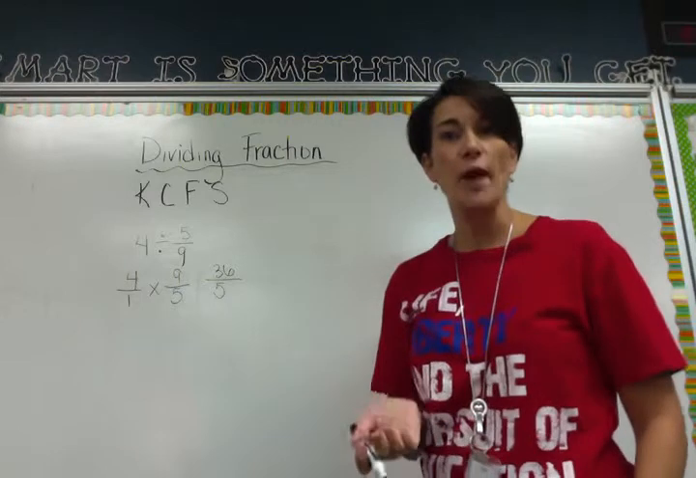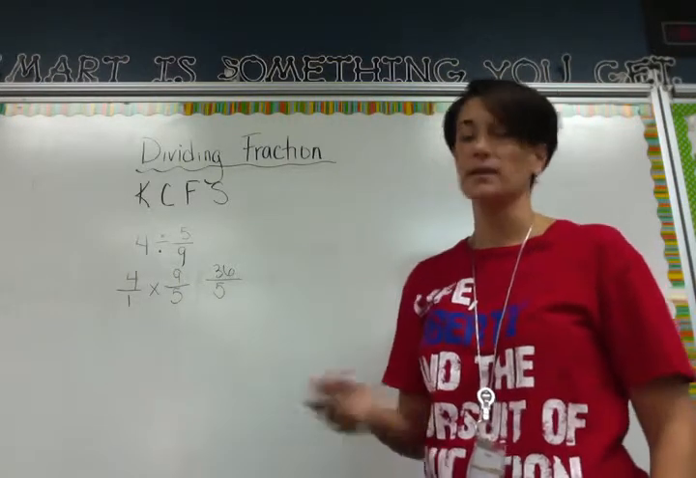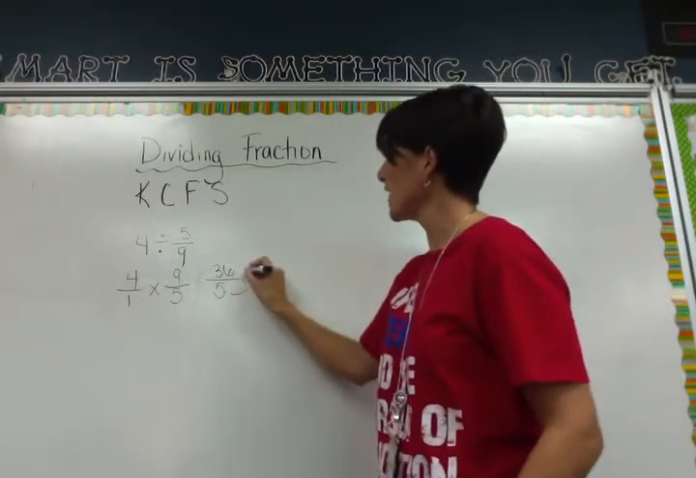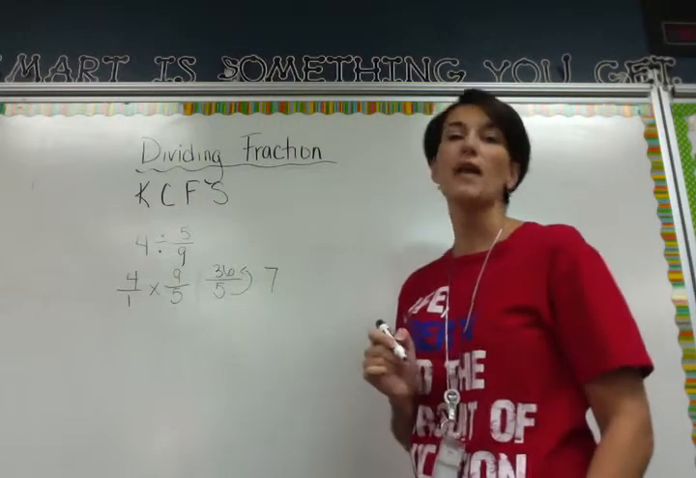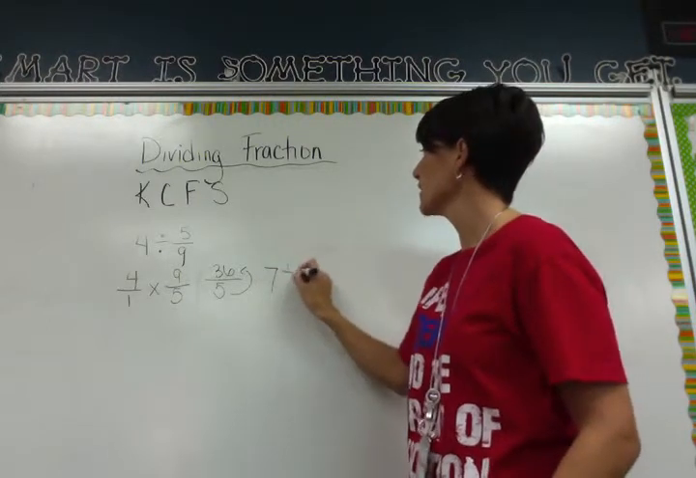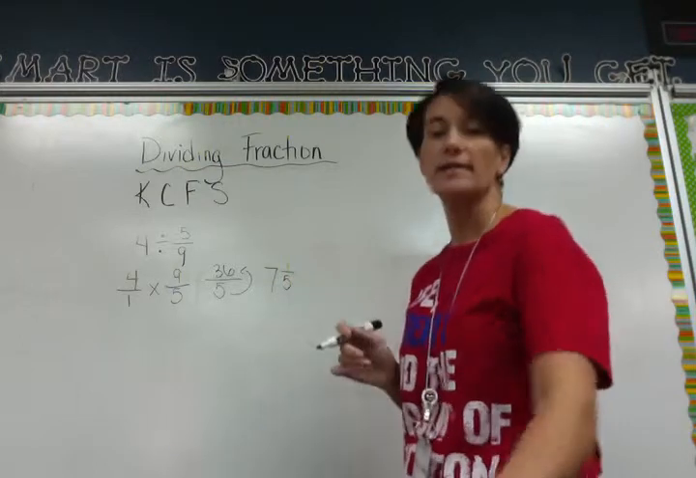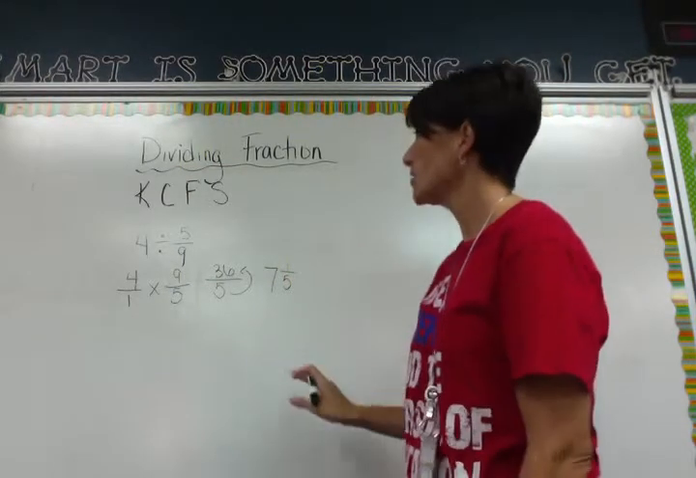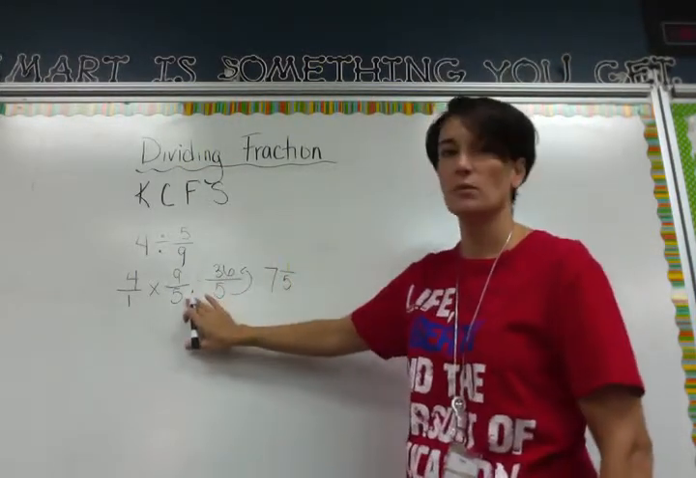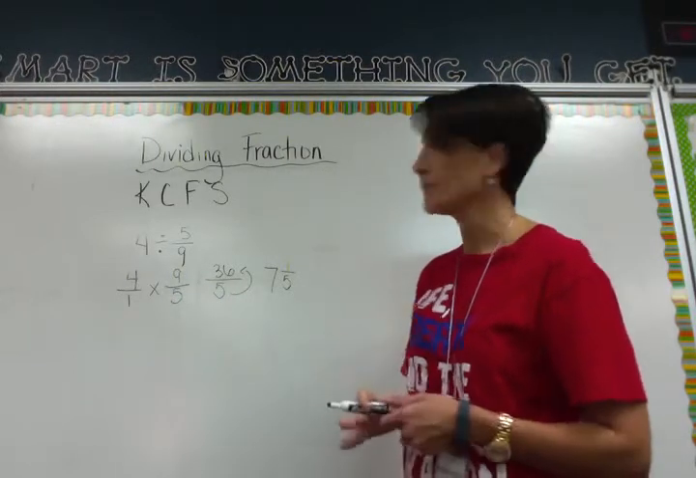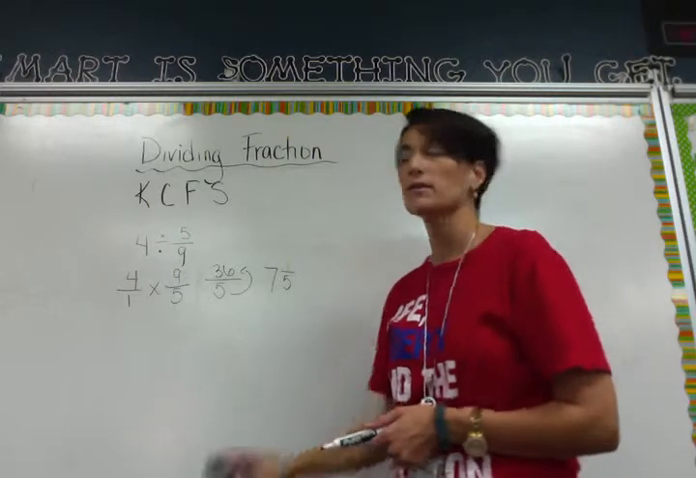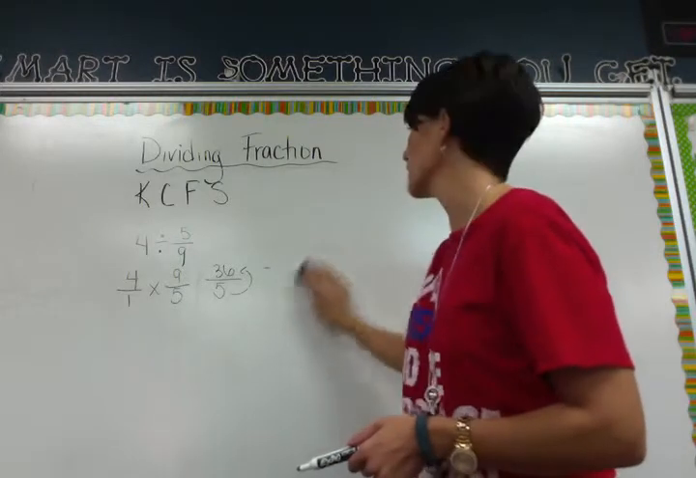Obviously, this is an improper fraction, so we need to make it into a mixed number. So I'm just going to say, all right, 5 goes into 36 7 whole times. I have 1 left over, and I always put it over my denominator of 5. So as you can see, once we set up our problem as a multiplication problem, it's just like the last video on multiplying fractions. So let's try another whole number division problem.